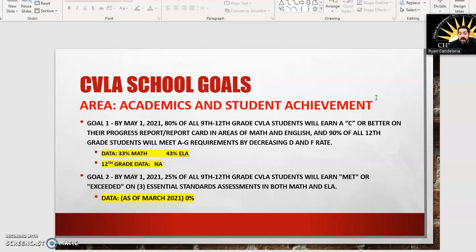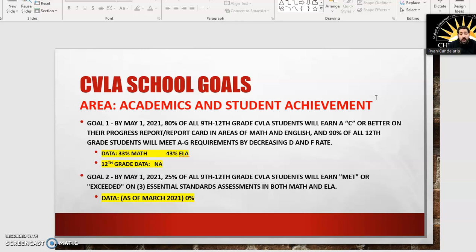And the data for that right now is that 33% of our students in 9th through 12th grade are receiving a C or better in math, and 43% are receiving a C or better in language arts. We don't have any pertinent 12th grade data because, just to be open with the community, we're having some significant attendance concerns with our seniors that are related to distance learning and the COVID-19 structure of our school system right now.